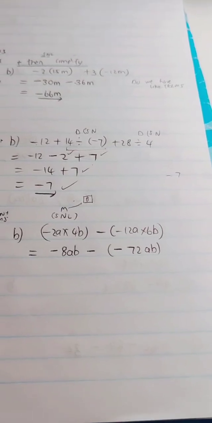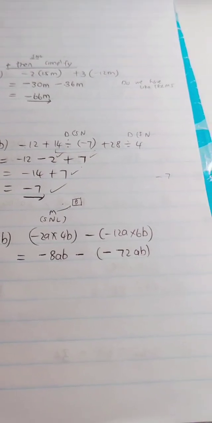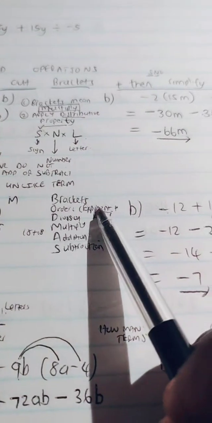We move on. O, orders, meaning exponents and roots, there's nothing. Orders and exponents, we don't have. Division, no division.